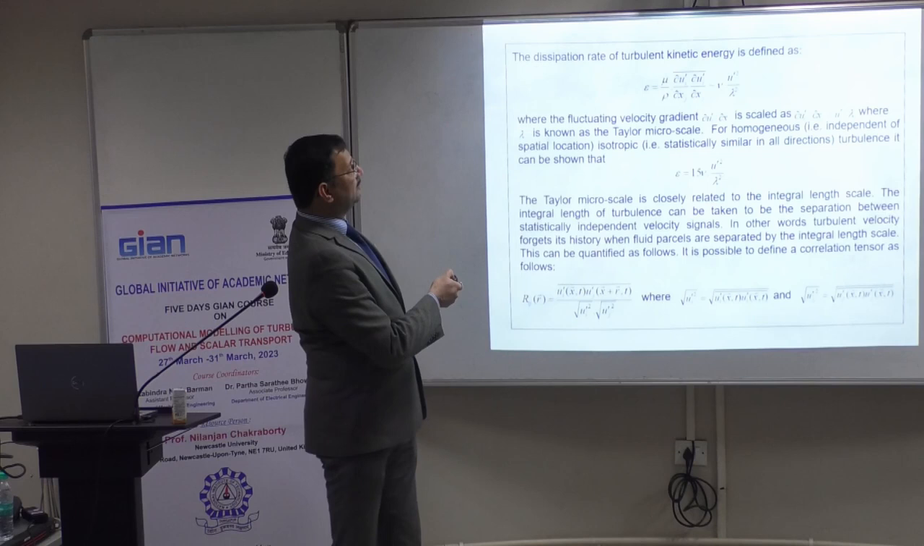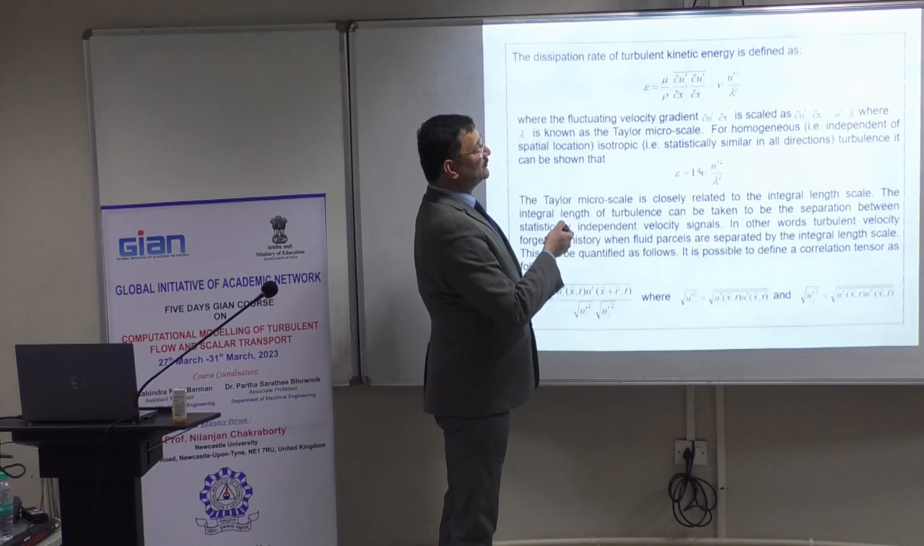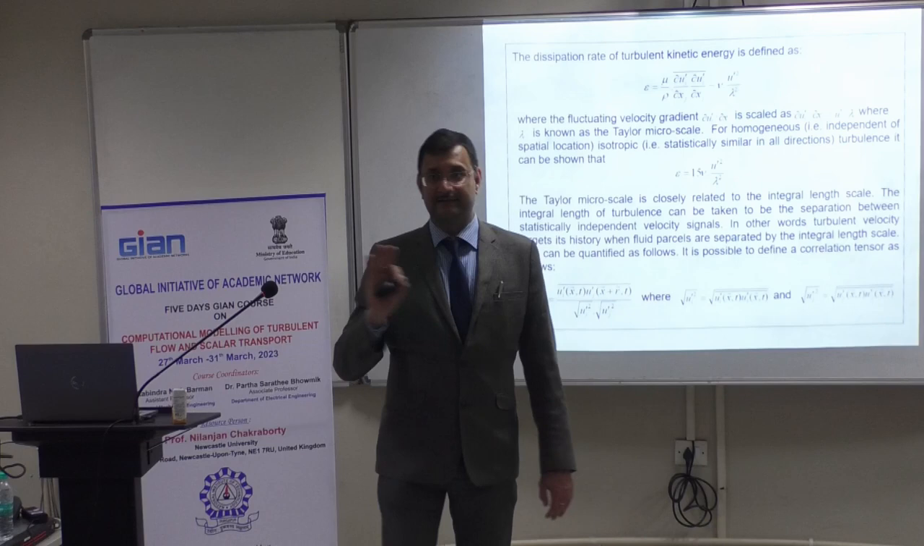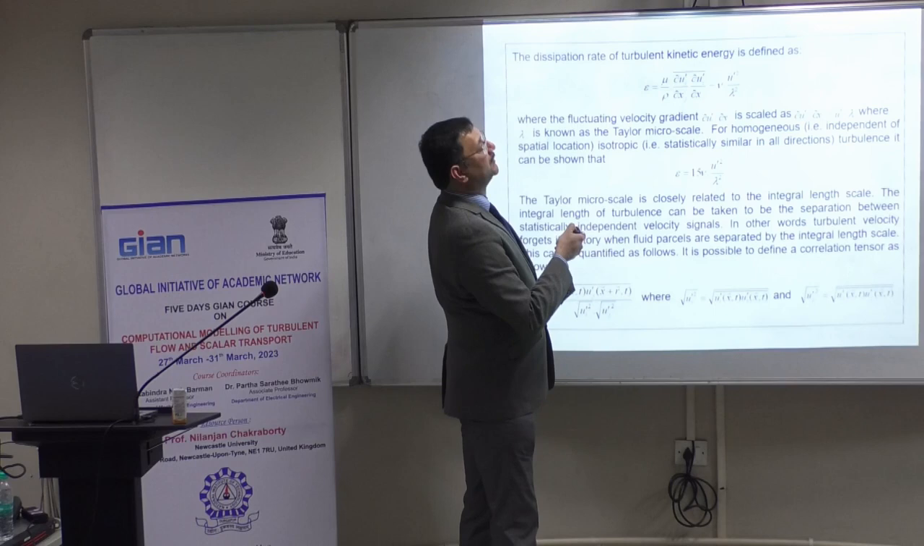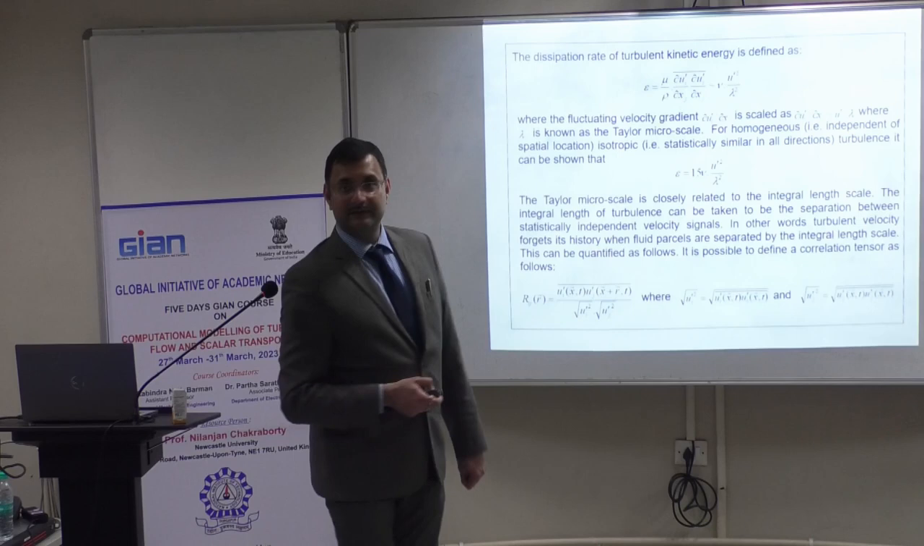So you can write epsilon, where mu divided by rho is the kinematic viscosity. There's no surprise there. You have del ui prime over del xj. Here I have a velocity scale, so I have written u prime squared. I think there is no problem there. I have used the scaling for the gradient of fluctuating quantities by a length scale, which is called Taylor's microscale. And it is given like this.